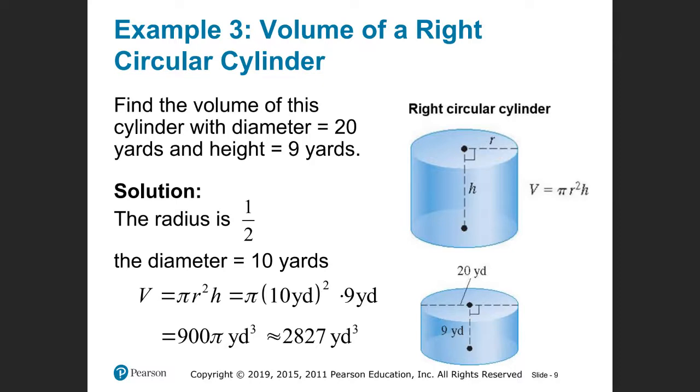So we want to find the volume of this cylinder. It has a diameter of 20 yards and a height of 9 yards. The radius is half of the diameter, which is 10 yards. We substitute the values that we know into our formula. Notice that only the radius is squared. So we're going to square the 10 yards, which gives us 100. 10 times 10 is 100.